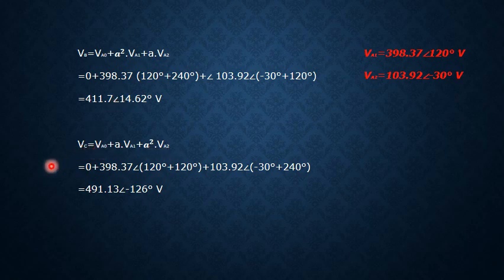Similarly find out Vc. This is the equation to find Vc, right? So now substitute the respective values to get the value of Vc. In this way we are going to convert the given phase voltage in terms of line voltages.